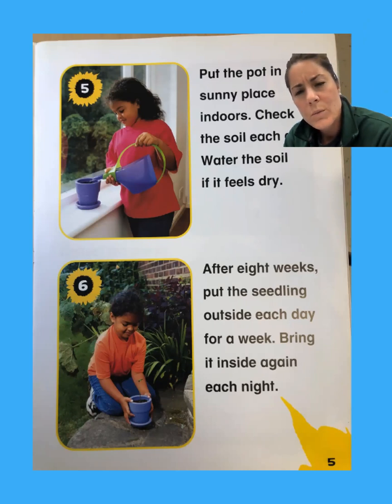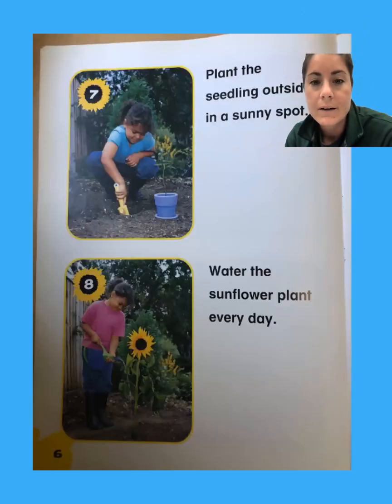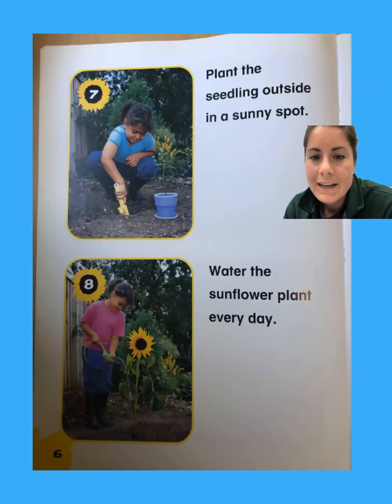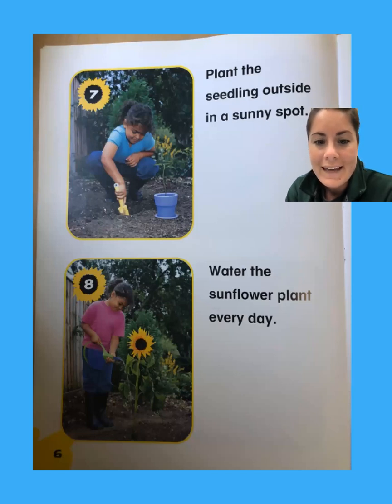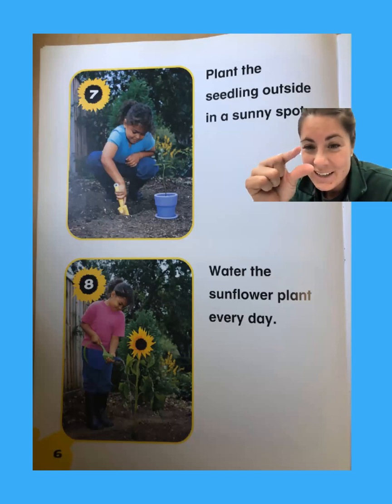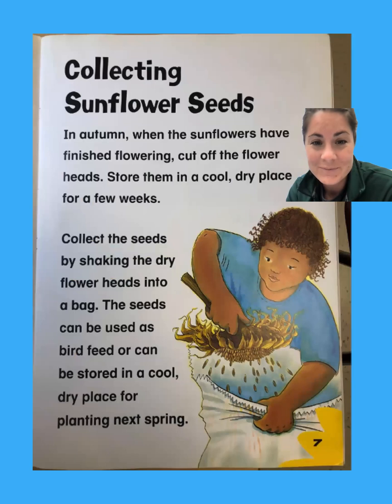Can I ask you something? Why do you think you're bringing it in at night? This is springtime, right? Yeah, it might still get colder at night, right? So you still have to bring it inside to keep it warm probably. Okay. All right. Step 7. Plant the seedling outside in a sunny spot. Sunflowers, they love the sun. 8. Water the sunflower plant every day. Wow, look how it's been growing there. And think about it, it just started as one little seed, right?